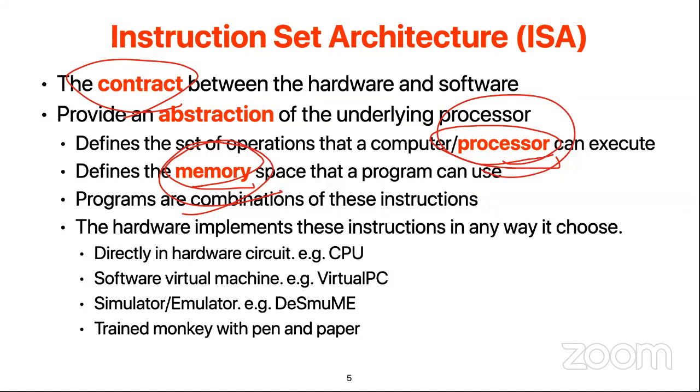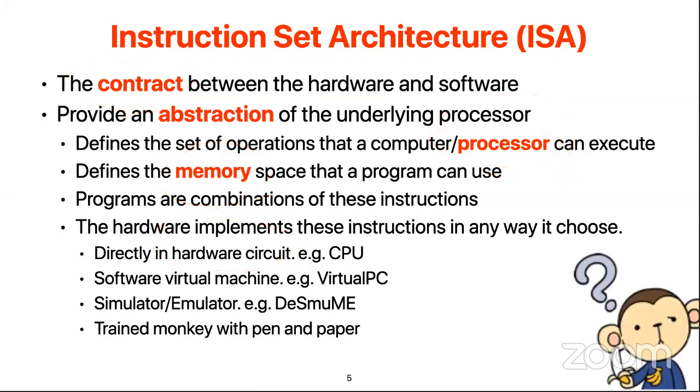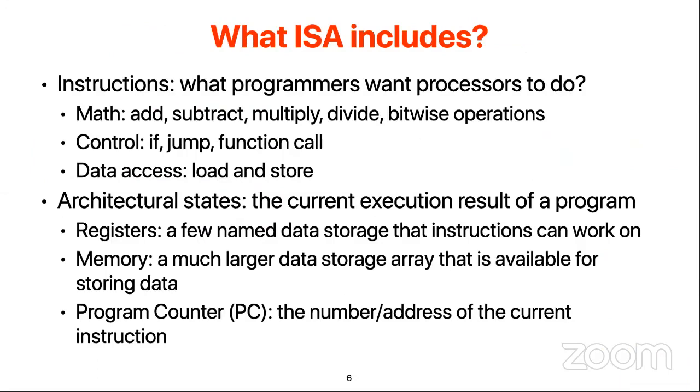By writing your software on an instruction set architecture, you don't need to worry about what kind of hardware circuit we use to implement the instruction. You don't care what kind of processor you are using. You just need to know that, okay, I have a processor that supports this instruction set architecture. An instruction set architecture typically includes instructions and architectural states. When we say architectural states, they are registers, memory locations, memory content, and program counters.